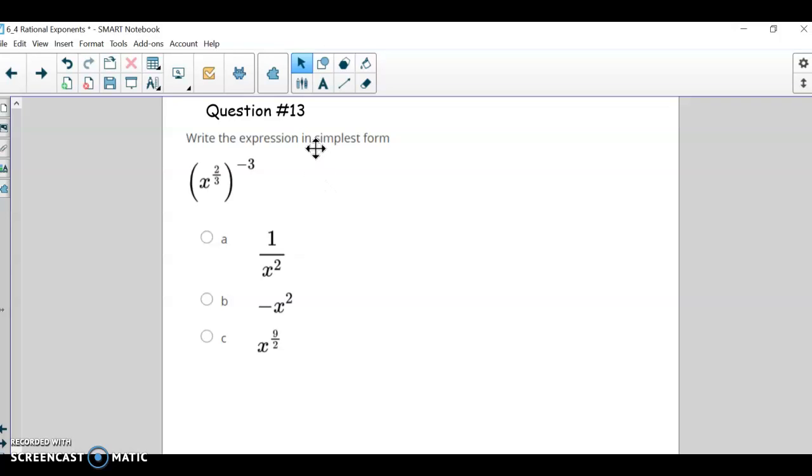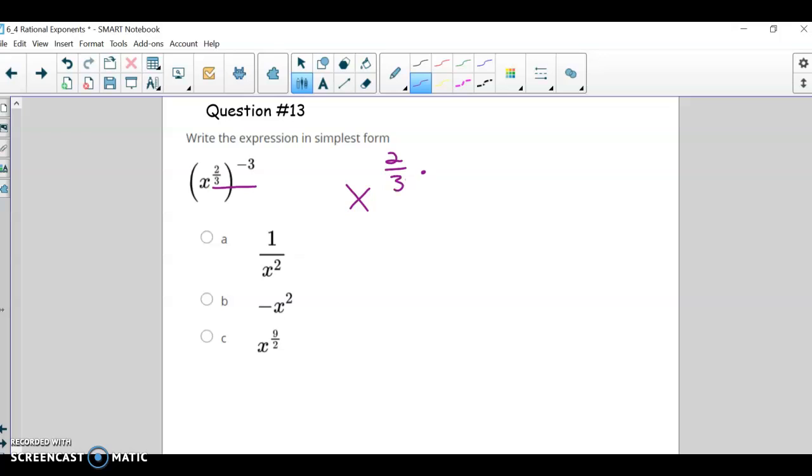All right, hello. This video is going over number 13 from 6.4 day 1, and we just have to simplify this. So the first thing to realize is when it's power of a power like this, you want to multiply these exponents. Okay, so really I want to do x to the 2/3, and I want to multiply that with -3, which I'm just going to write as -3/1 to make it a fraction. All right, now it's just remembering fraction multiplication.